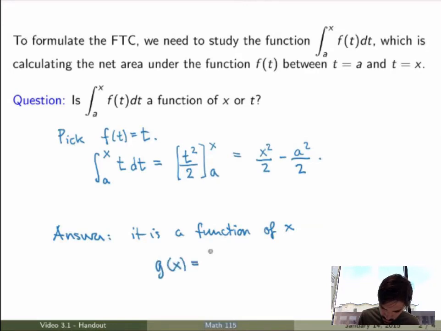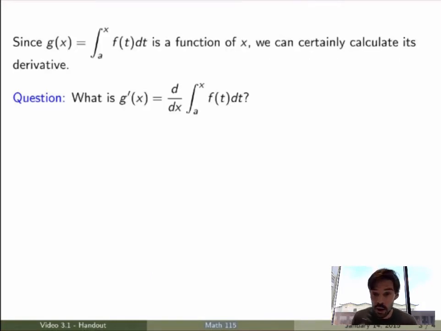So let me write this down. G of x is the integral from a to x of f of t dt. What this function is doing geometrically is calculating the net area under the function between the point t equals a and t equals x. Okay, so we know this is a function of x. Now what can we do with that? Well, since it's a function of x, we can certainly calculate its derivative, right? We can take the derivative of g of x, which is the same as taking the derivative of this whole expression.